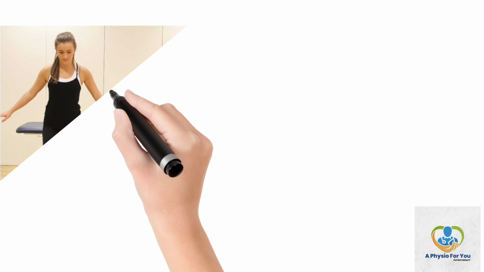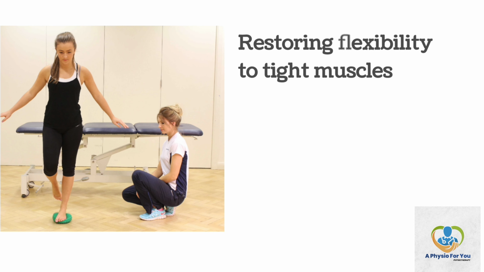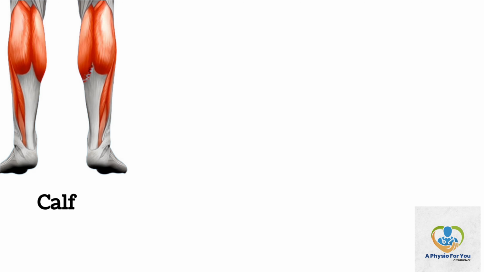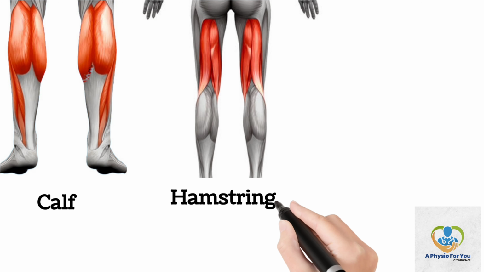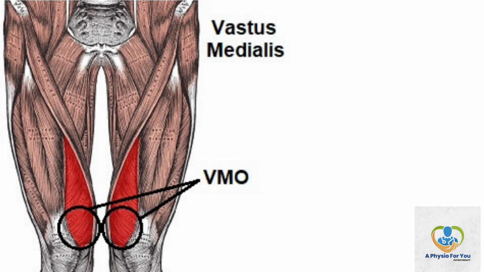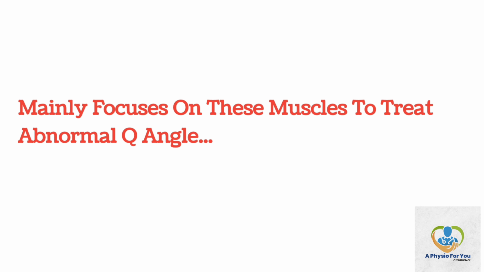The main aim is to achieve correct biomechanics through a rehabilitation program, which focuses on restoring flexibility to tight muscles and strengthening the weak muscles. Tight muscles are often the calf muscles, hamstring muscles and quadriceps muscle. The vastus medialis obliquus, which is known as VMO, is usually weak. So mainly focus on these muscles to treat an abnormal Q angle.